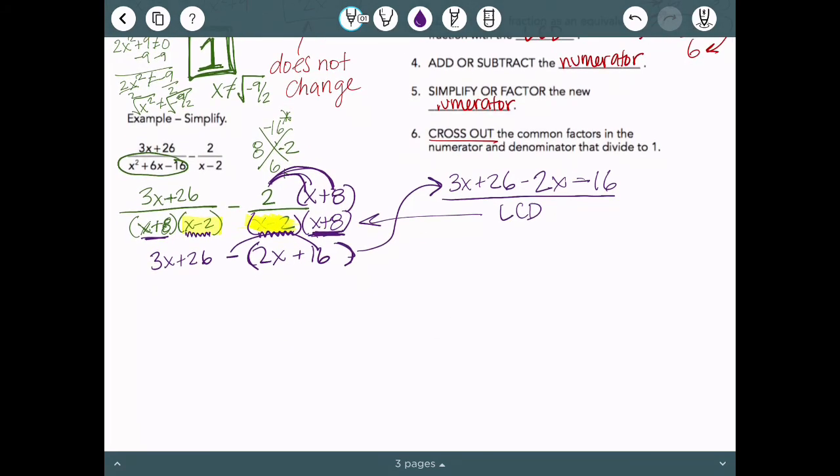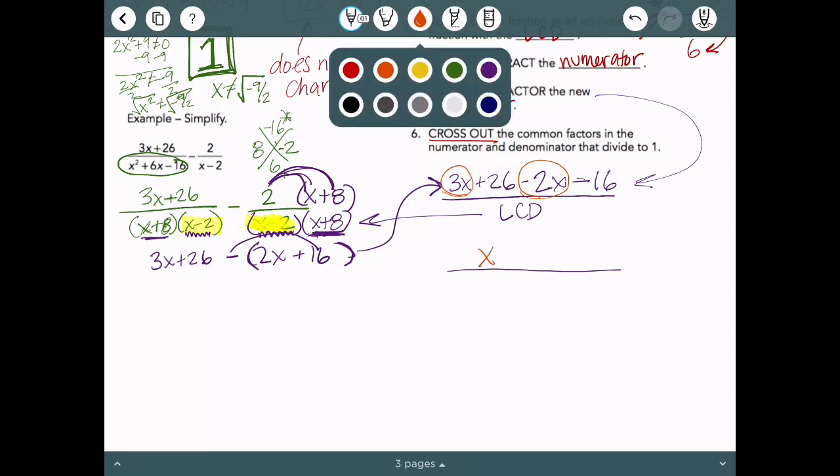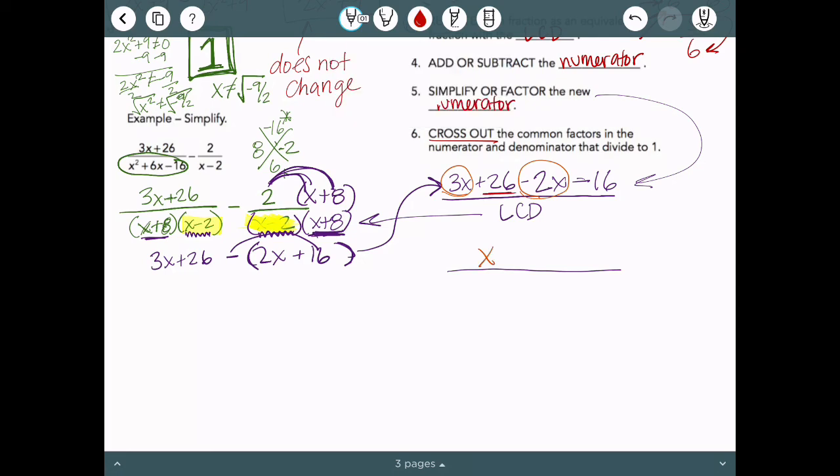From here, I'm going to simplify the top of that numerator, right? So here we are simplifying the numerator. I have 3x minus 2x. It's going to give me x. I have 26 minus 16. That's going to give me plus 10. And it's over my LCD, which at this point I'm just going to go ahead and write out, that is x plus 8 times x minus 2.